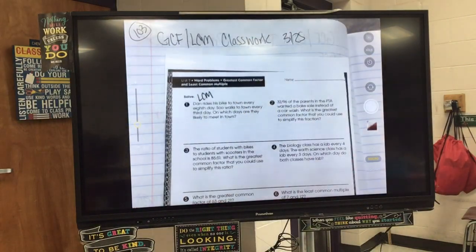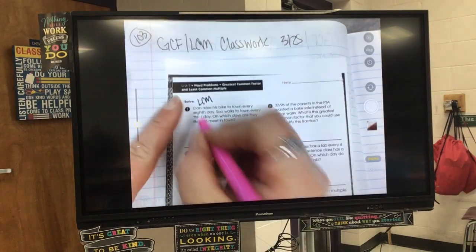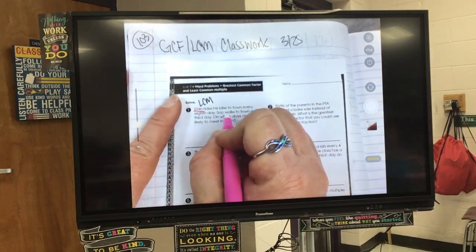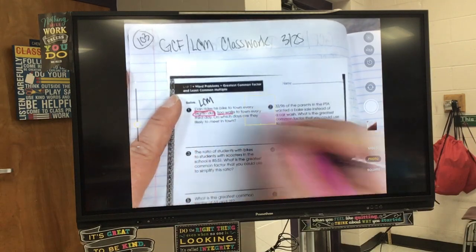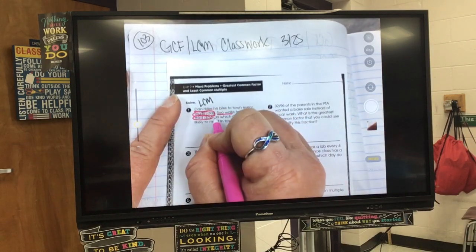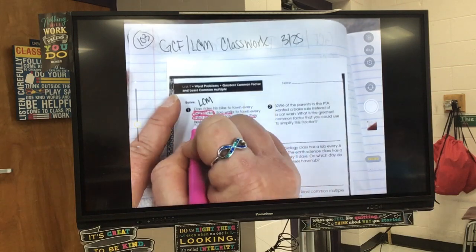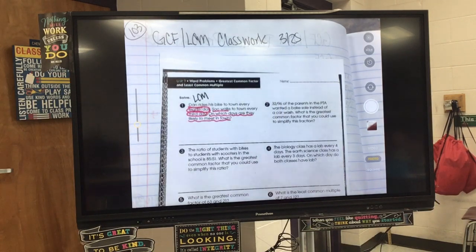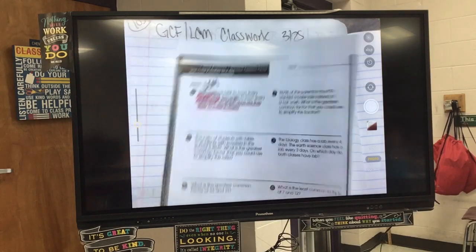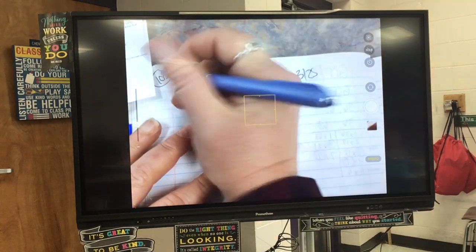We are then going to go through and annotate this very quickly. So Dan rides his bike to town every eighth day. So walks to town every third day, and we need to find out on which days they are likely to meet in town. So, you obviously do not have enough room to do your work on this page for a reason. You are going to do your work on this page.